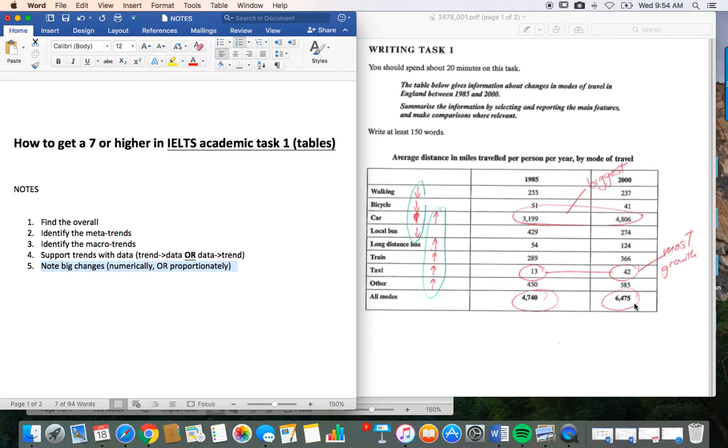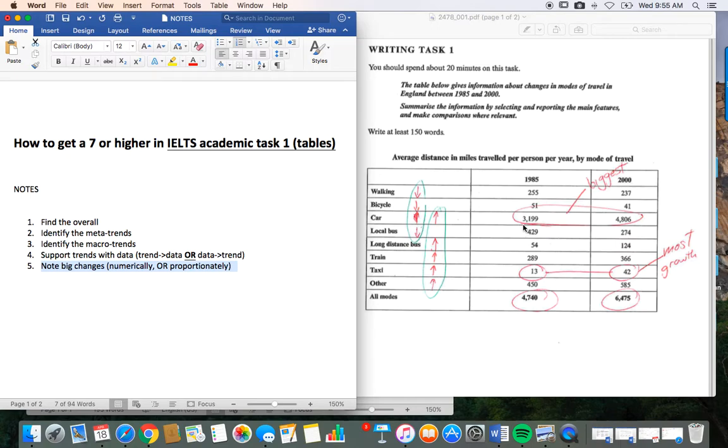People are traveling more. Secondly, I've noticed these ones are all going down: local bus, bicycle, and walking. So these more traditional forms of travel, so distance is going to be limited here, and these are decreasing, while car, long-distance bus, train, taxi, and other have increased. So we're going with more modern and long-distance suitable travel methods. So that's one thing. We've got two types of travel: traditional short distance and modern long distance.